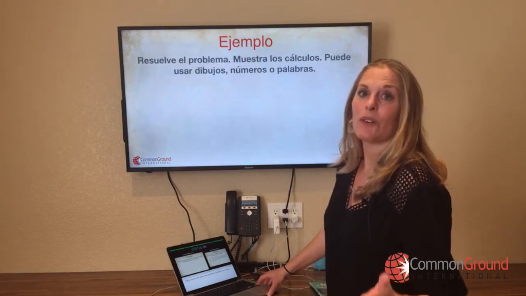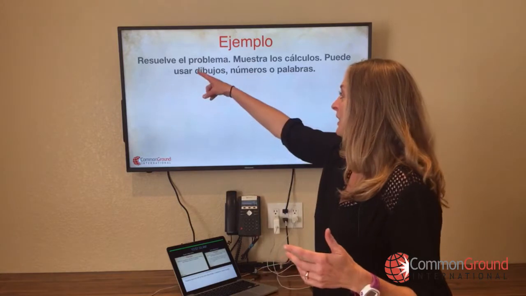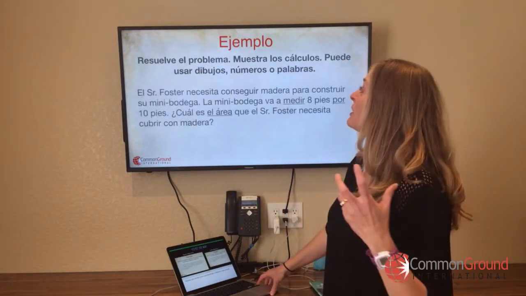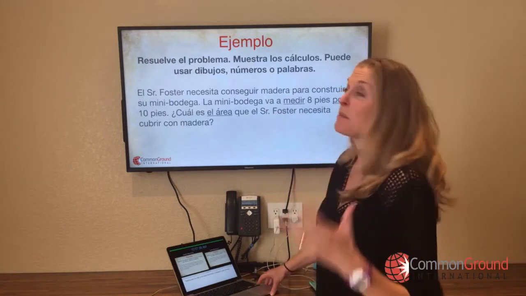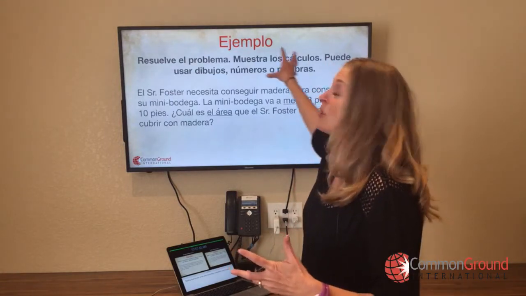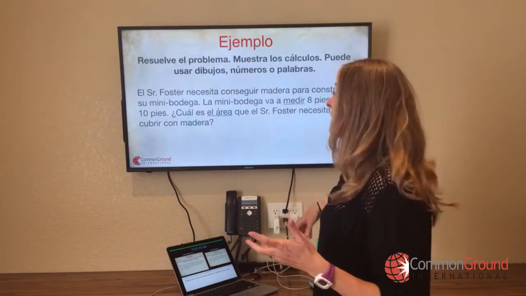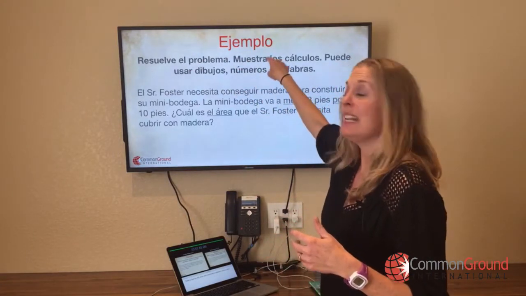También empezamos con las instrucciones. Resuelve el problema, solve the problem, muestra los cálculos, puede usar dibujos, números o palabras. Estas instrucciones van a tener que usar con los estudiantes, o es bueno memorizar las instrucciones.